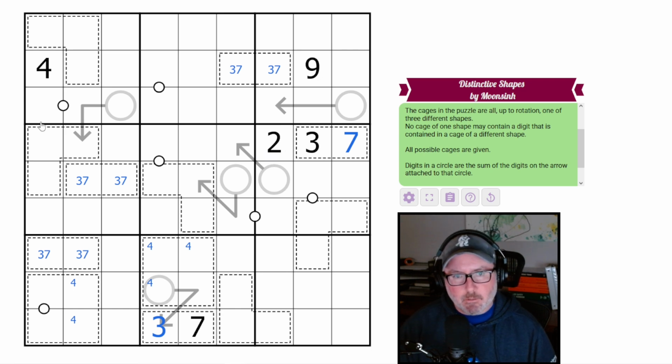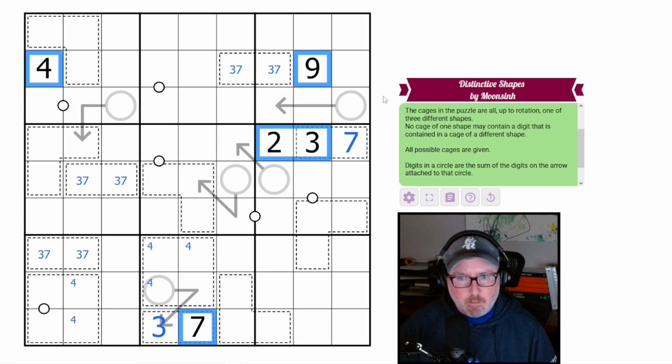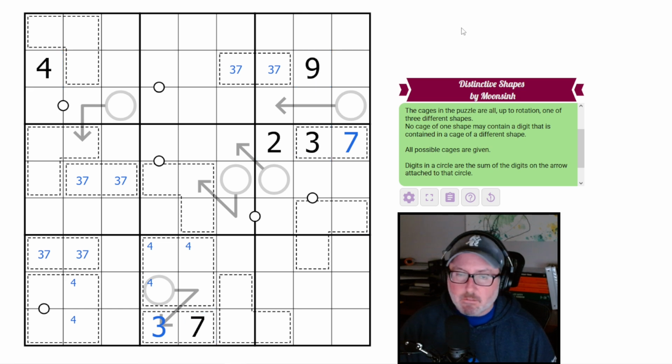I didn't really mention that it's very unusual that we have 5 given digits in a puzzle, so that is interesting.